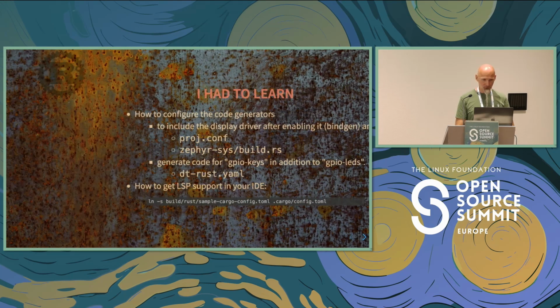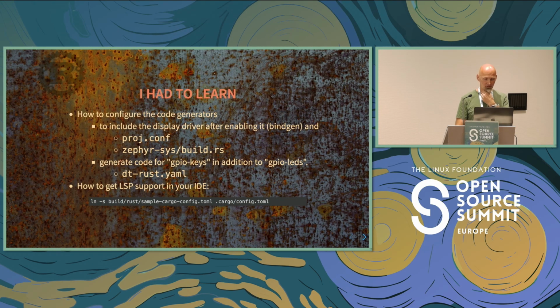So these are some hints that you will find in the slides where I did some modifications. As I said, enabling drivers, I had to go to the project conf, but I also had to change the bindgen configuration in the Zephyr sys crate in the build.rs. I was not showing exactly everything because the switches are not marked as GPIO LEDs in the device tree. They are marked as GPIO keys.